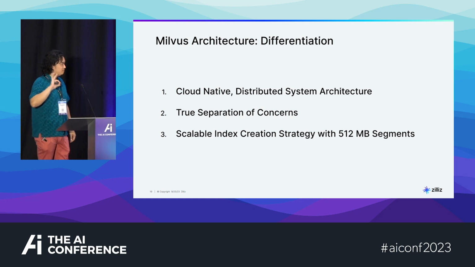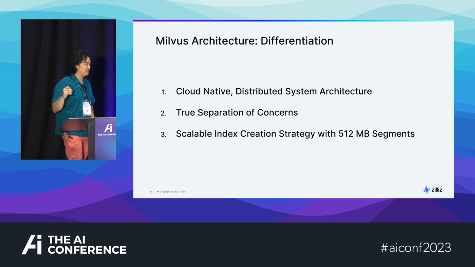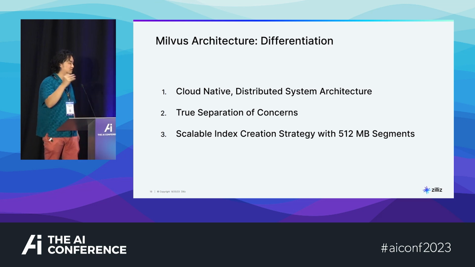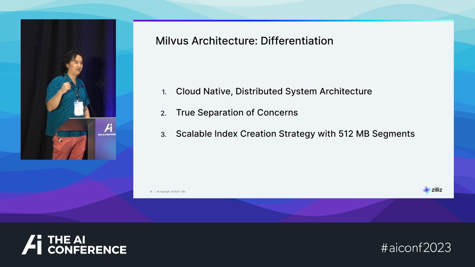So Milvus uses a very interesting index strategy where we index only 512 megabytes at a time. And so in this case, we're constantly building indexes as we ingest data. And at query time, we will parallel search all of this.